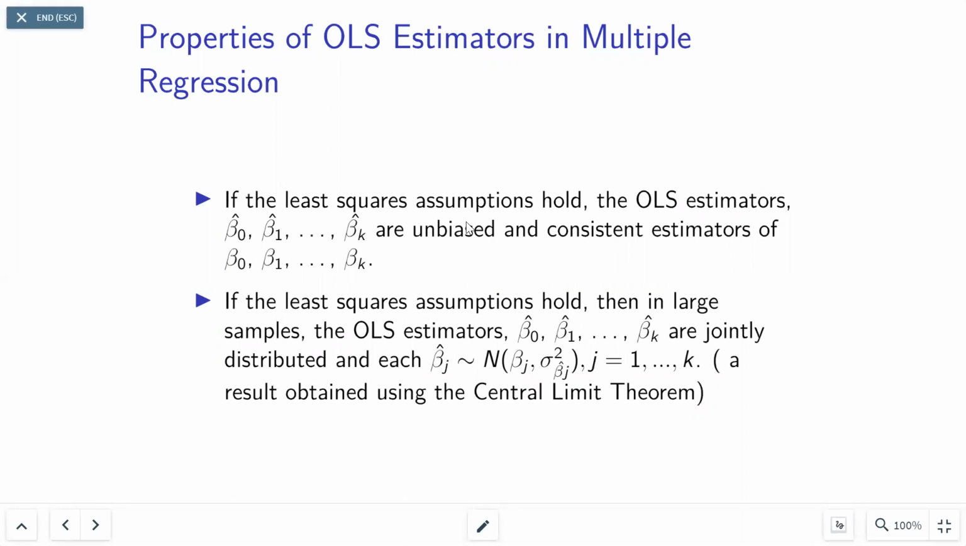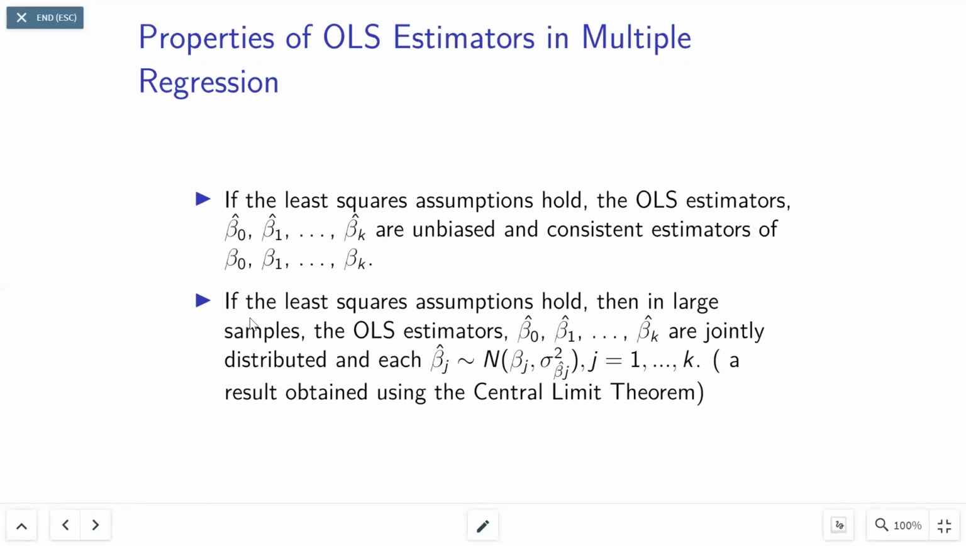Assuming that all four assumptions hold, then the OLS estimators are unbiased and consistent estimators of the true population betas. Unbiased means that the expected values for the estimated betas are equal to the true population betas. Consistent means that as we increase the sample size, the standard errors for the estimators get smaller and smaller.